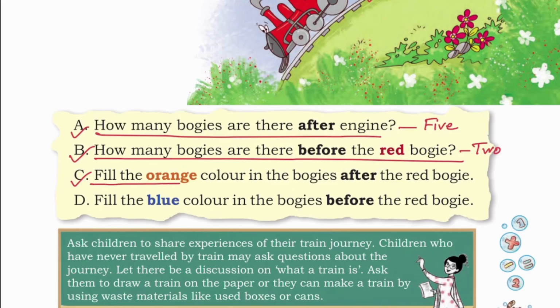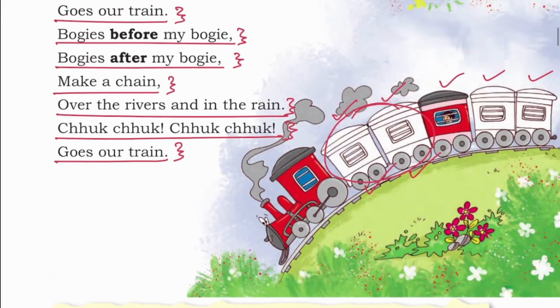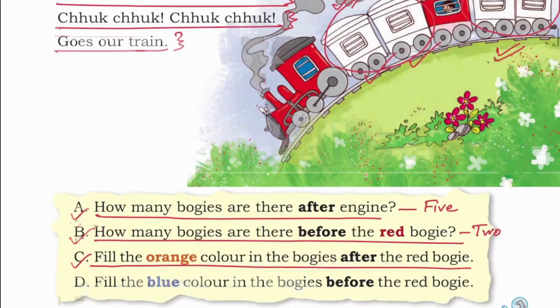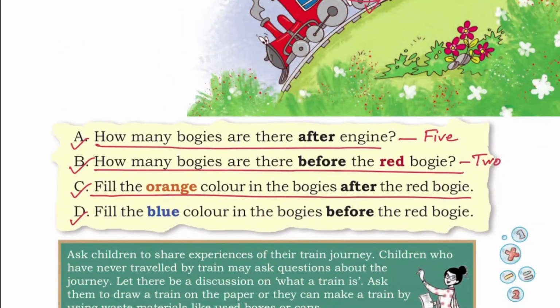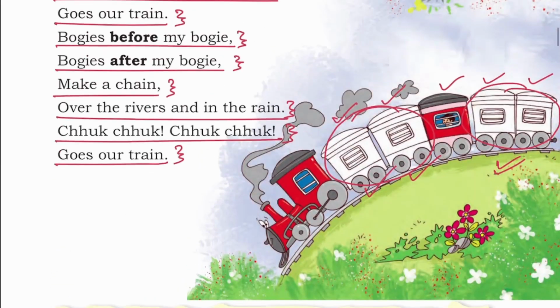C. Fill the orange color in the bogies after the red bogie. You have to fill orange color in the last 2 bogies, that is after the red bogie. Similarly, D. Fill the blue color in the bogies before the red bogie. You have to fill blue color in the 2 bogies after the engine or before the red bogie. You can do it like this.